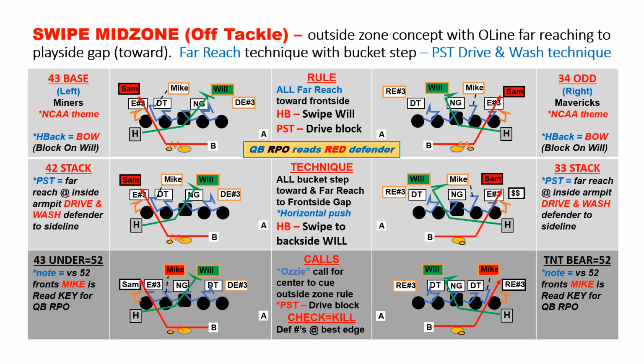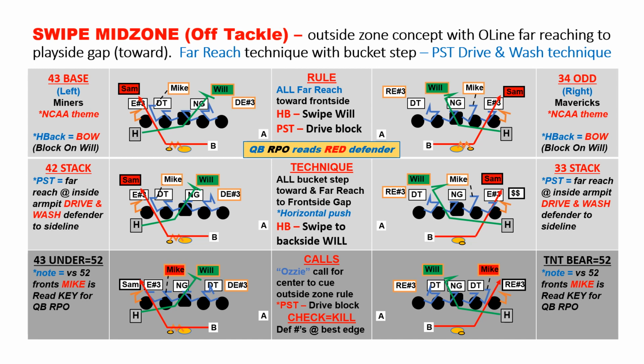He'll still use his bucket step to entice that defensive end to keep contained, and then on the second step he's going to tight reach with his inside hand going to the inside armpit, driving that D lineman upfield or washing him to the sideline. We call it swipe because now the H-back, instead of splitting across or staying strong on stretch, is going to swipe backside to the Will backer. So he's splitting to the Will, hence the swipe call.